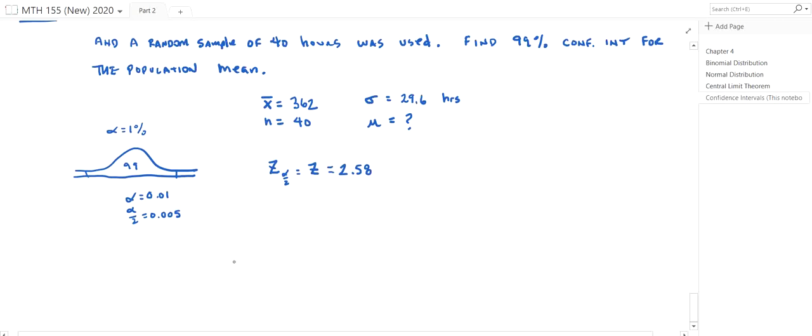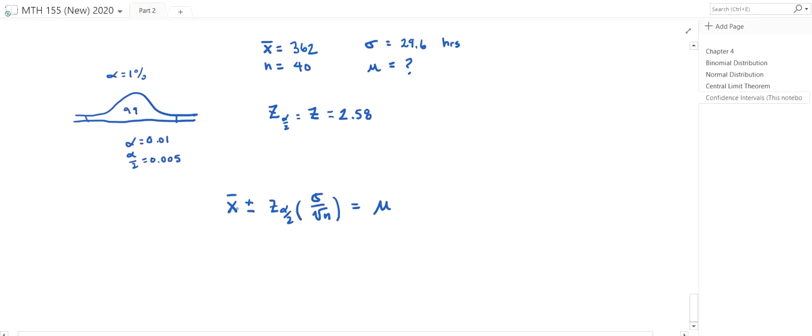So here's the relationship we're going to use. X bar plus or minus z alpha over 2 times sigma over square root of n. This is what our mean equals. I'm writing it a little differently than I did up above, but you'll see it's some sample value plus or minus our error equals mu. Try to fill in these values now from the data we have up above.